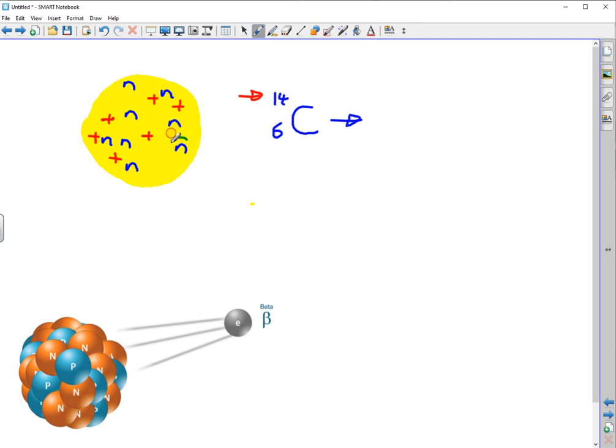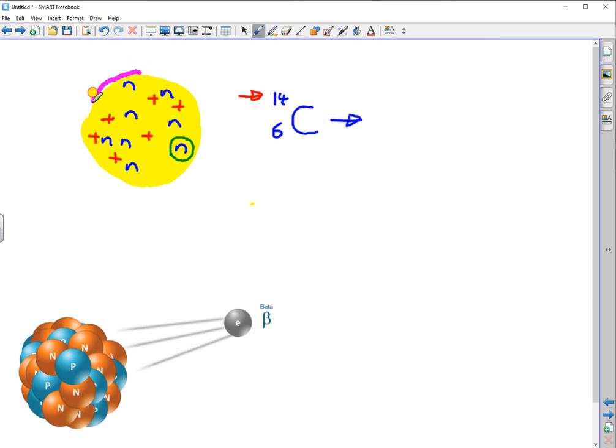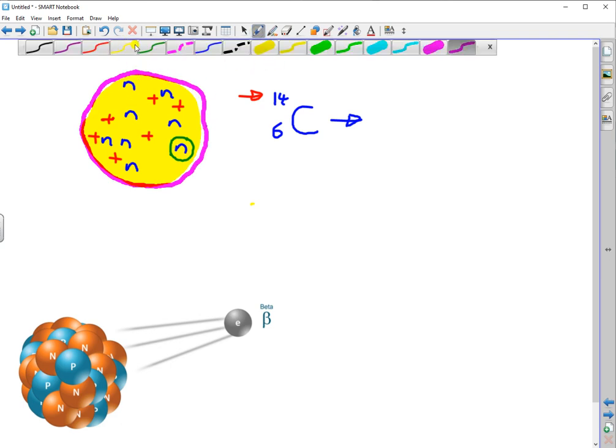A neutron inside a nucleus can spontaneously change, or what's called decay, into two things. Now, this nucleus is held together by a very special force. You don't need to know what it's called yet. It's actually called the strong nuclear force, but you don't need to worry about that. It's held together by this strong nuclear force.